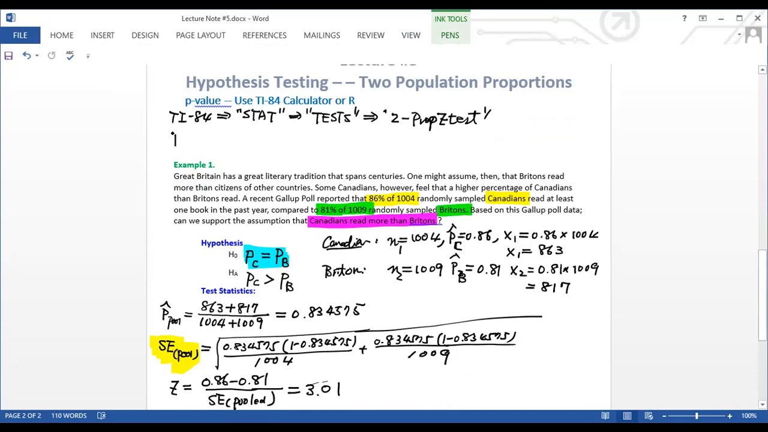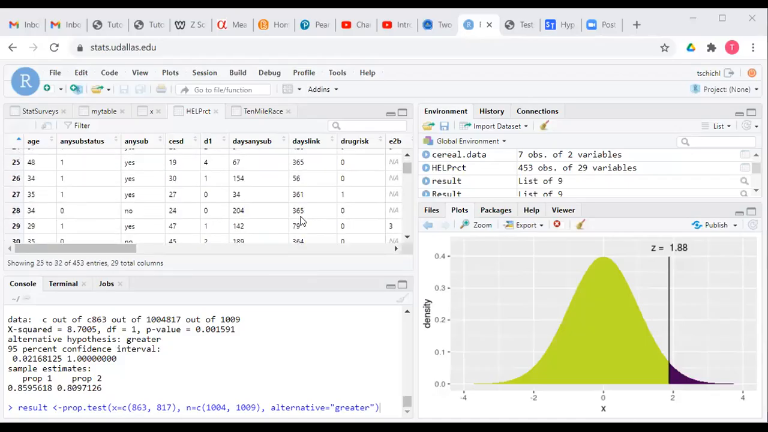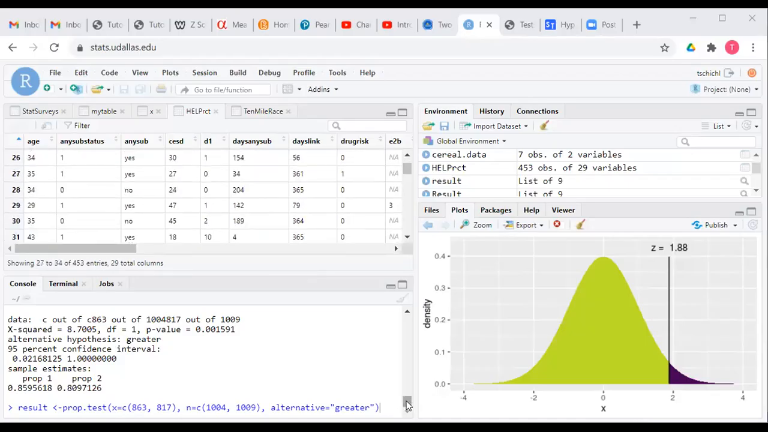Now let's take a look at R. The R input is pretty easy also. Let me put out the R window here first. Okay, now let's go ahead to my R. So this is how we do the same thing here.